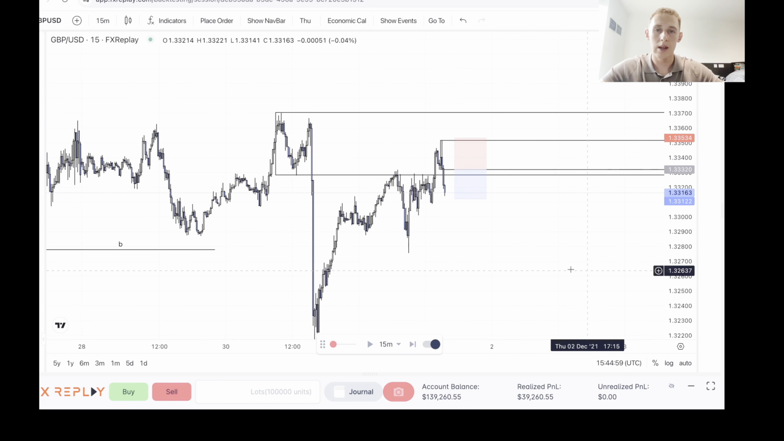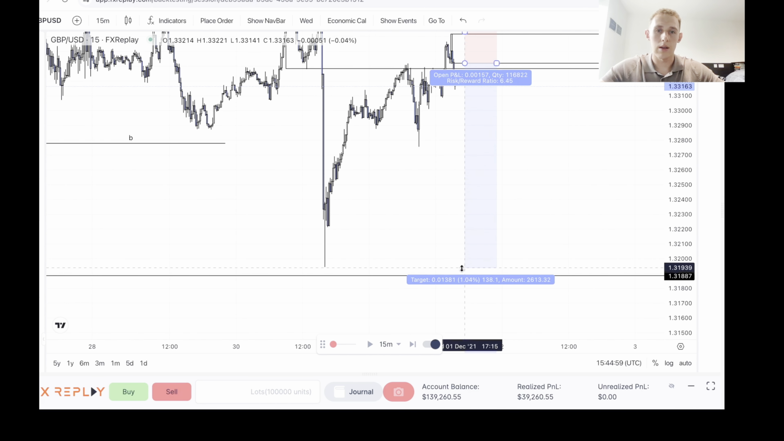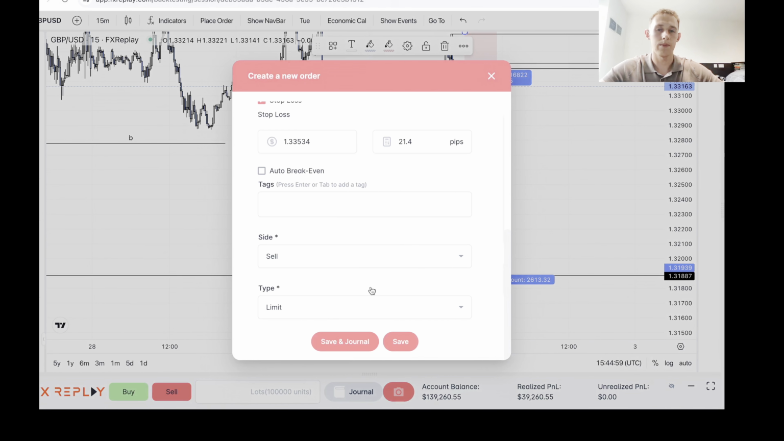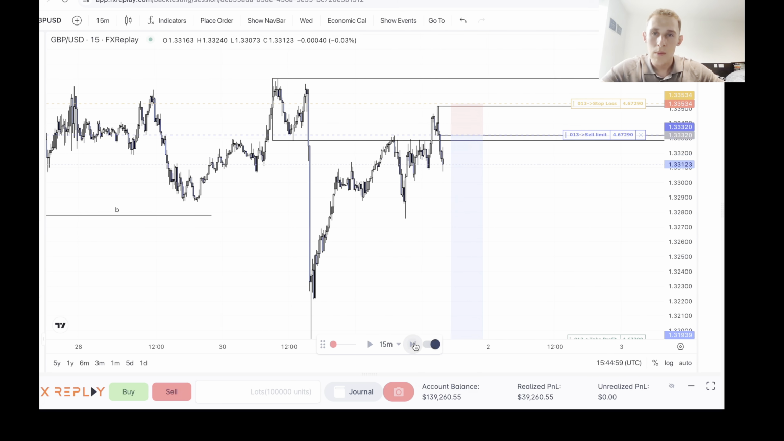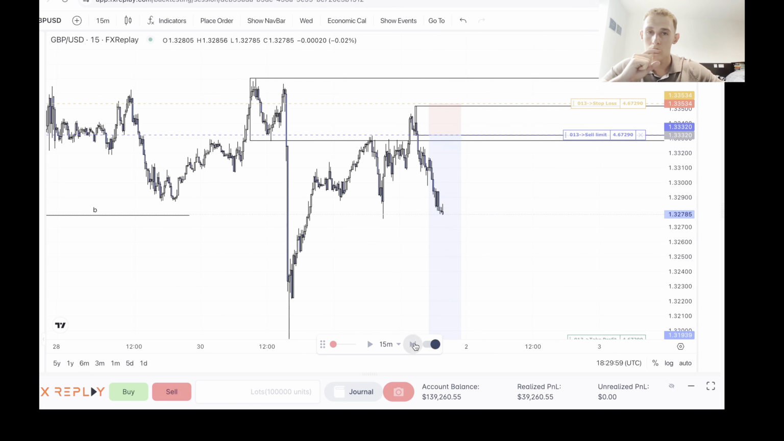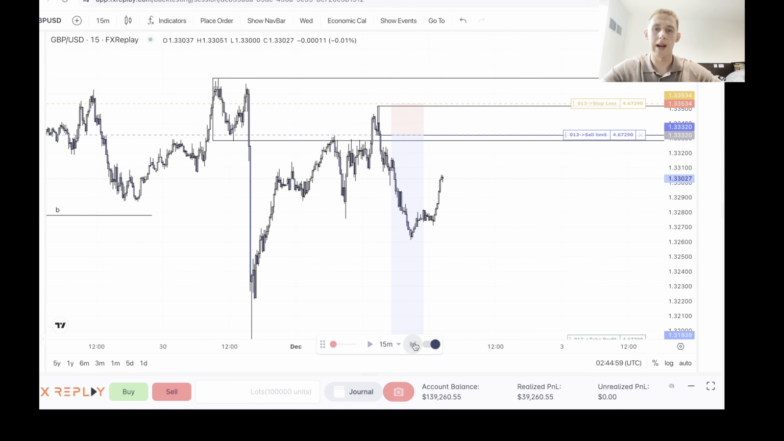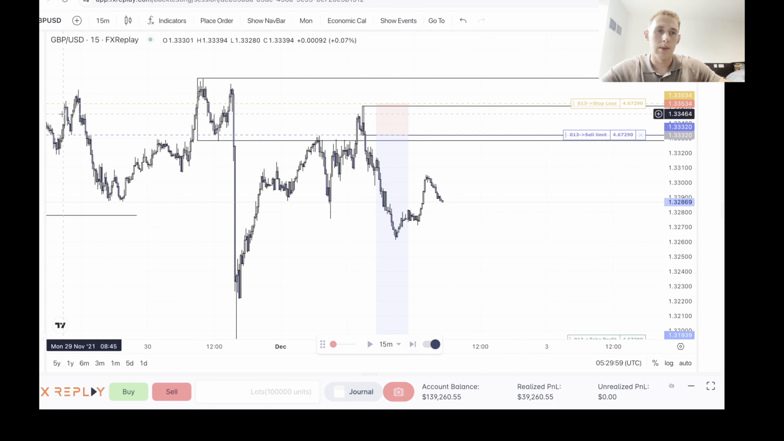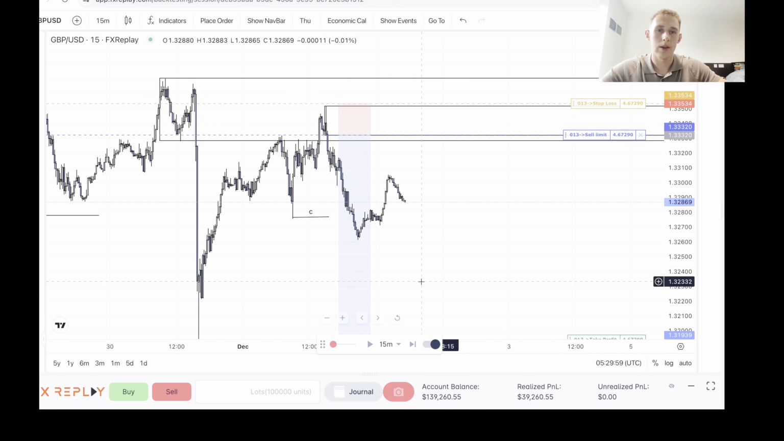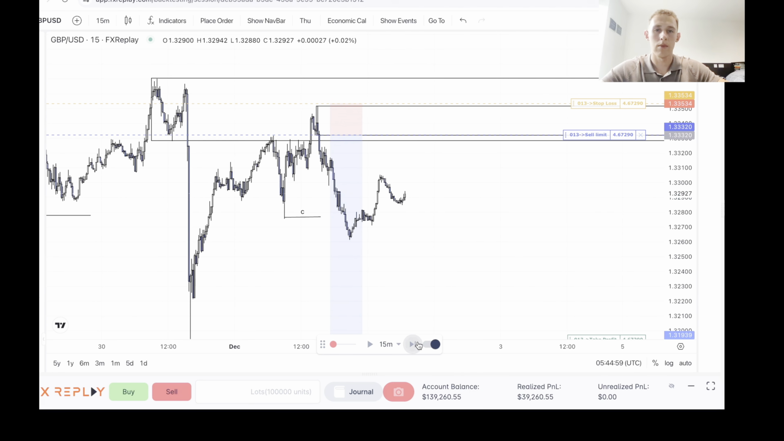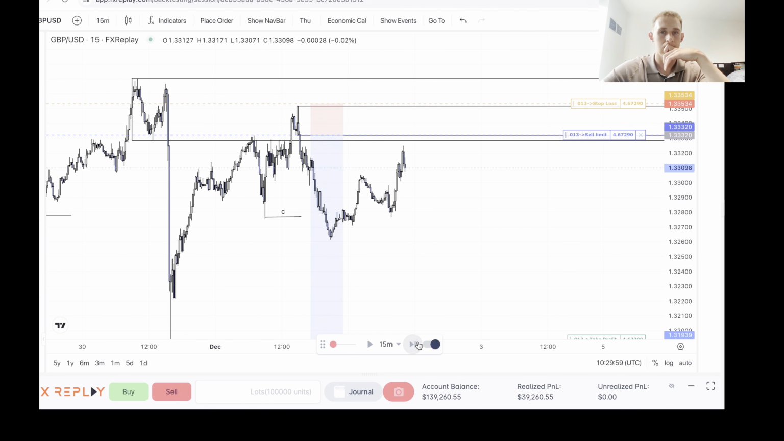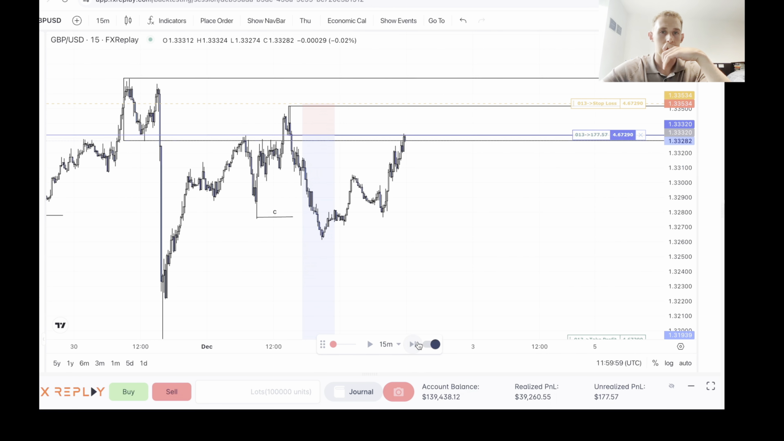Target will be this low. Okay, that region is still valid. I'm gonna keep it there. But now we can see that price also broke 15-minute structure. Okay, there we go. Let's see how it reacts on the lower time frame.